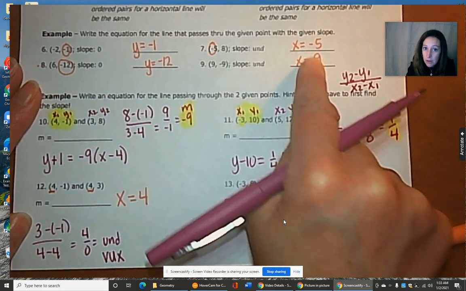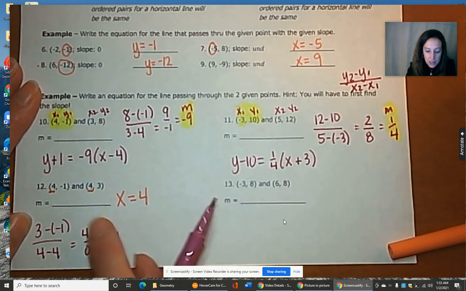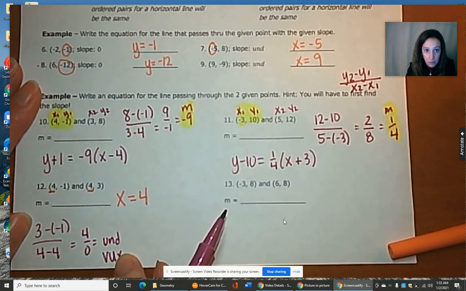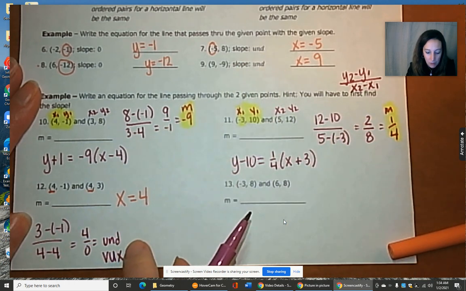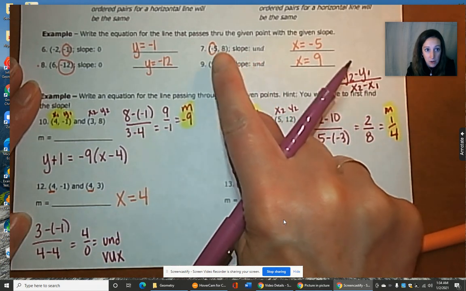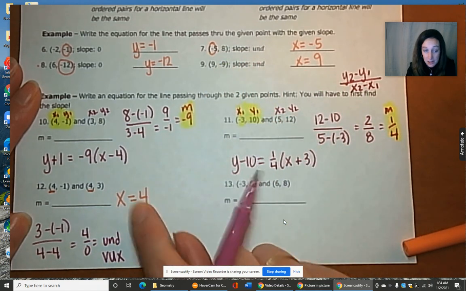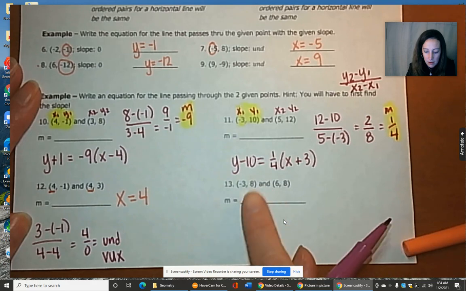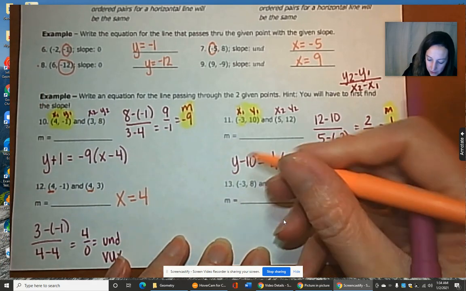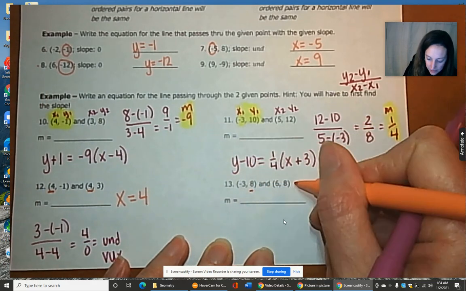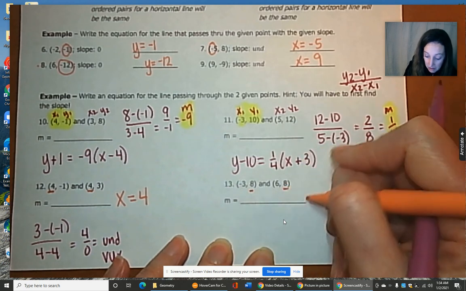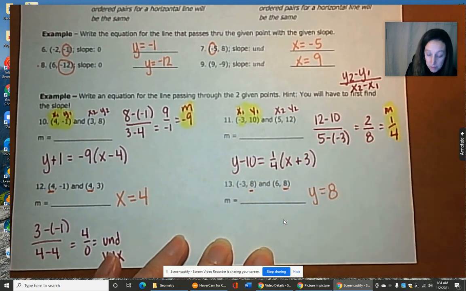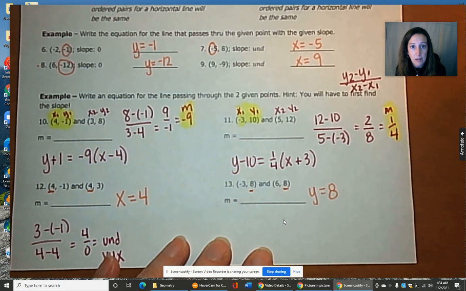It's very similar to what we did here. We just had 2 points that we had to get our slope first. But once we got our undefined slope, we just picked the x and said x equals that number. Over here, if you notice, before you even get started, that your y's are the same, your answer is just y equals 8, and you can be done. It's really nice. The horizontal and the vertical equations are pretty straightforward.